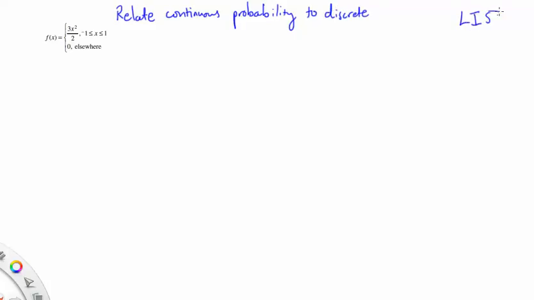Hello! In this video we are looking at continuous probability. So we're going to relate continuous probability to discrete probability. This is for learning intention 50.